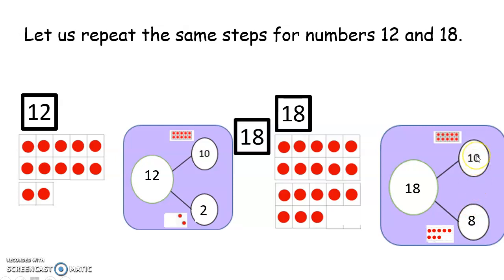Do we need to count from the beginning? No, we don't, because we already know that we've got one group of 10. Okay, so straight away we know we've got 10, and then we've got 11, 12, 13, 14, 15, 16, 17, 18.